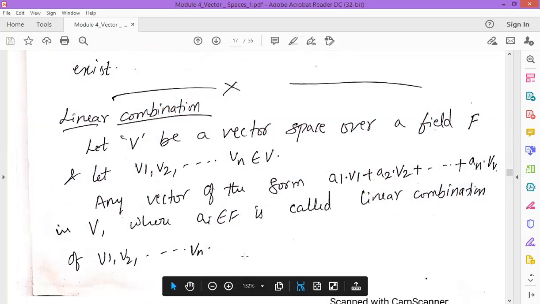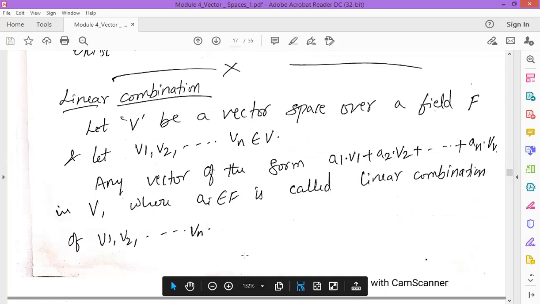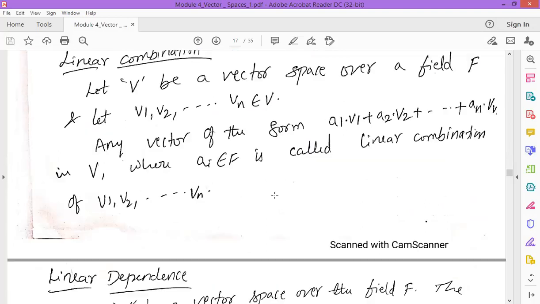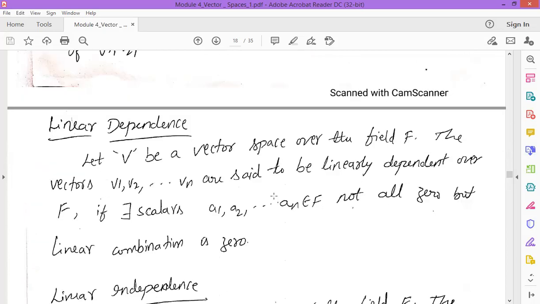vn. So on this linear combination, we will be given various sets, and we may be asked to express a vector as a linear combination of these sets. On that also we are going to solve some problems. Next, linear dependence. On this we have solved one or two problems, and we'll take more problems on this.